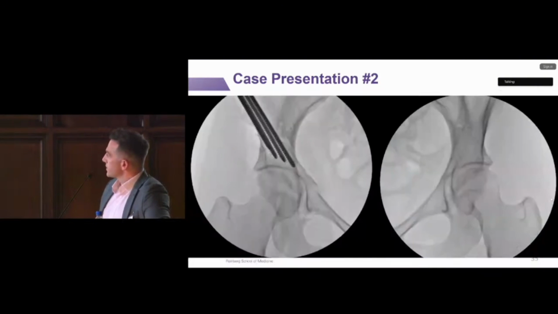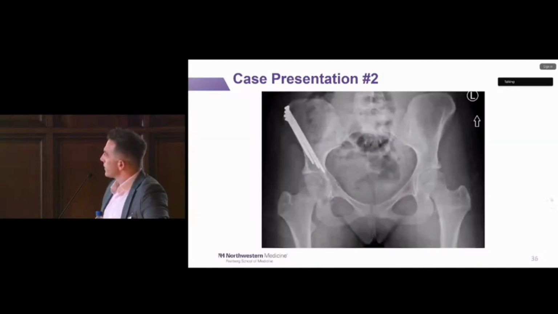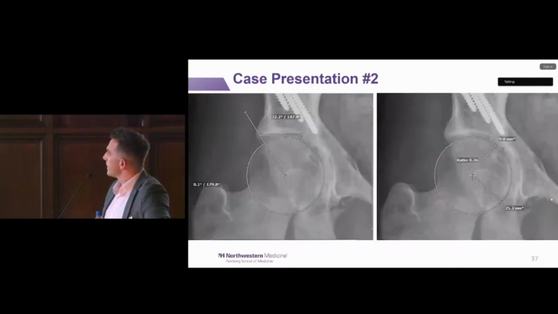So this is her correction. It improved her lateral center edge angle, made the Tonnis angle more flat, and the anterior wall index was slightly improved as well. And then these are her 3-month postoperative x-rays. LCE at 32, Tonnis angle flat. We improved her anterior wall index up into the more normal range.